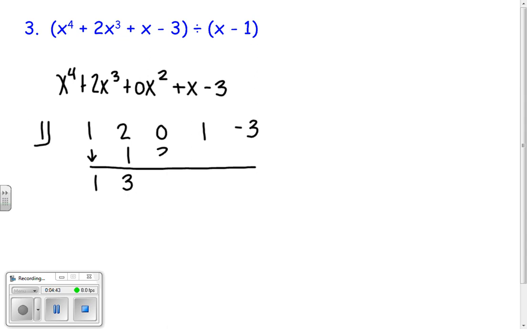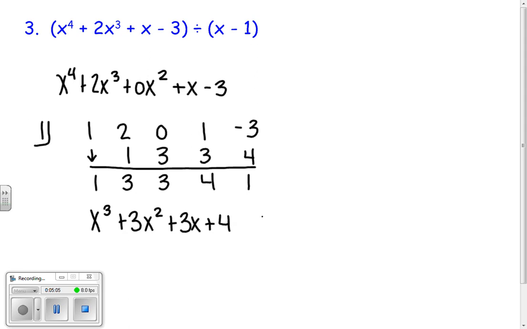1 times 3 is 3, combined is 3. 1 times 3 is 3, combined is 4. And 1 times 4 is 4, combined is 1. Because I started with an x to the 4th, my answer will start with an x cubed. So it's 1x cubed plus 3x squared plus 3x plus 4. And that last number, which is a 1, ends up being my remainder.